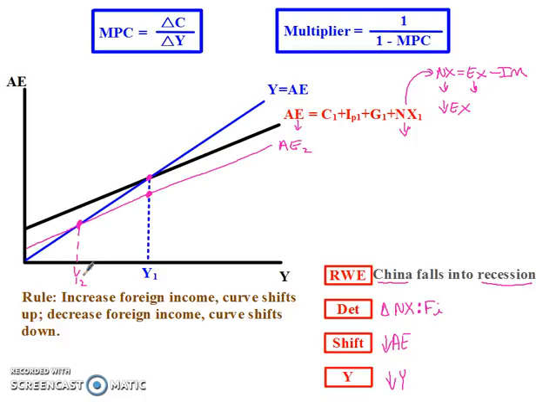So what's our rule? If you get an increase in foreign income, that would be the opposite of what we just did. If Europe starts growing quickly, then they start buying more U.S. goods. That would cause everything to go in reverse. U.S. exports would go up, net exports would go up, the curve would shift up, everything would go in the opposite direction. So increased foreign income, curve shifts up, and then the example we just did, decreased foreign income, curve shifts down.